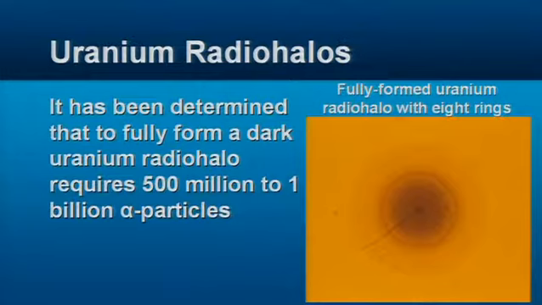Now, of course, the pioneer in this work was Dr. Robert Gentry, but before him, they were studied, particularly in the 1930s in Canada. Henderson did some work on these halos, but never fully comprehended their significance or what they were. It has been determined that to fully form a dark uranium radiohalo like the one that you see there on the screen requires 500 million to 1 billion alpha particles. So you have to have that many bullets being shot out into the biotite crystal around to produce enough darkened, damaged areas and those rings for it to be visible under a microscope.